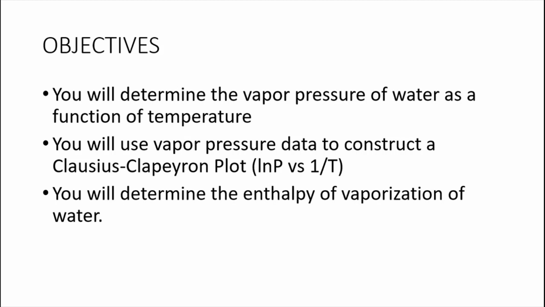Then we're going to use the vapor pressure data to construct a Clausius-Clapeyron plot. In other words, natural logarithm of the vapor pressure against the reciprocal temperature. And we're going to use the slope of that plot to determine the enthalpy of vaporization of water.